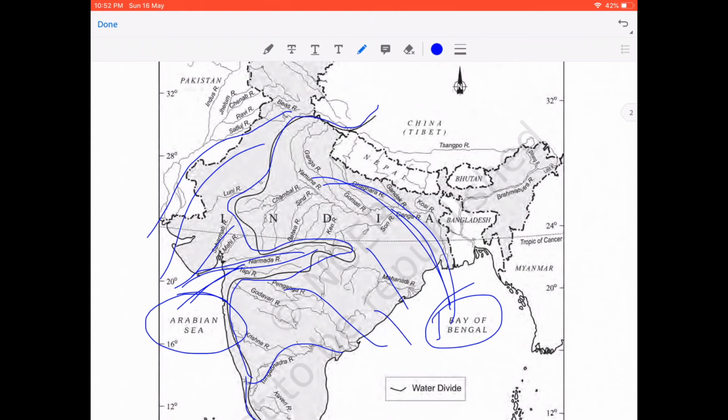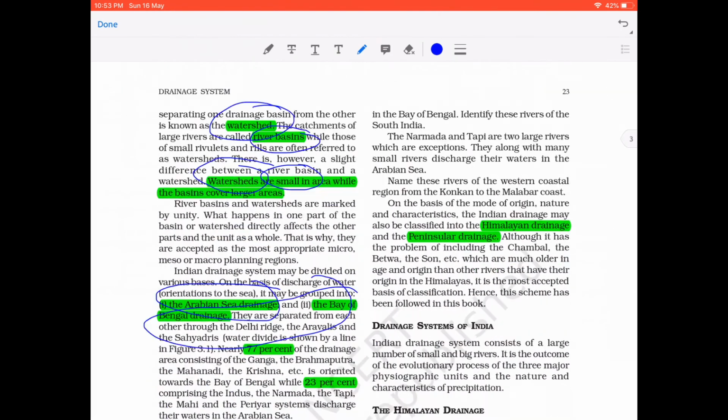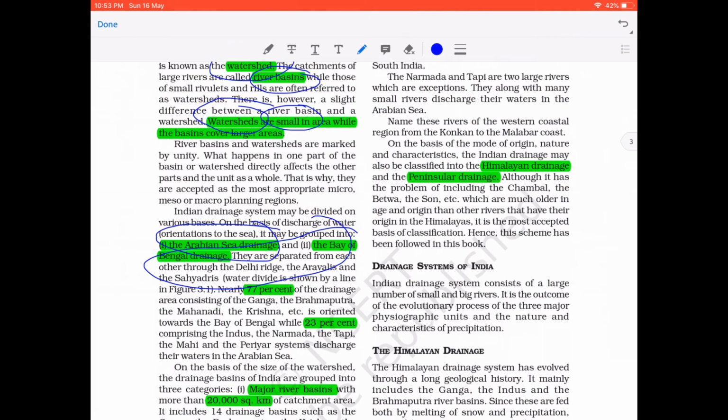And moreover, you can easily see that almost 77% of our Indian rivers are connected to the Bay of Bengal, and the remaining 23% of the rivers are connecting to the Arabian Sea. So based on the location where it reaches, or the termination point of the river, it is classified into the Arabian Sea drainage system and the Bay of Bengal drainage system. As I told, 77% of the drainage area is connected to the Bay of Bengal and 23% of the drainage area is connected to the Arabian Sea.